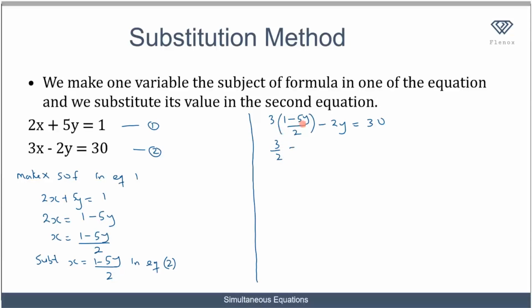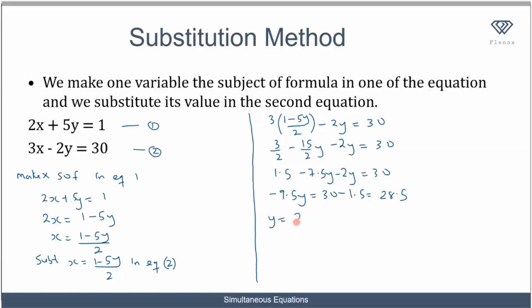So I have 3 over 2 minus 15, 3 times 5 is 15, minus 15 over 2 y, then minus 2y is equal to 30. I'll write it in decimal to make calculation easier. So 1.5 minus 7.5y minus 2y is equal to 30. So when I collect like terms, I have minus 9.5y is equal to 30 minus 1.5, which is equal to 28.5. So my y now will be equal to what? 28.5 divided by minus 9.5, and that gives me my y value to be equal to what?